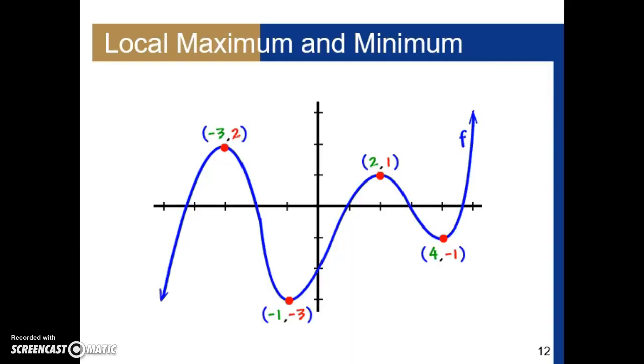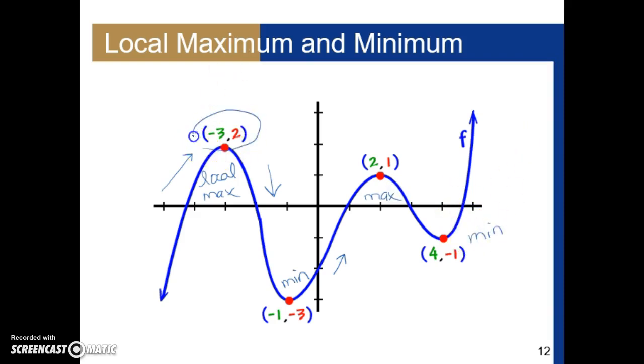Okay, so again, if we're talking about increasing or decreasing, when we go from increasing to decreasing, that's a local maximum. When we go from decreasing to increasing, that's a local min. Here we have another local max, and here we have another local min.